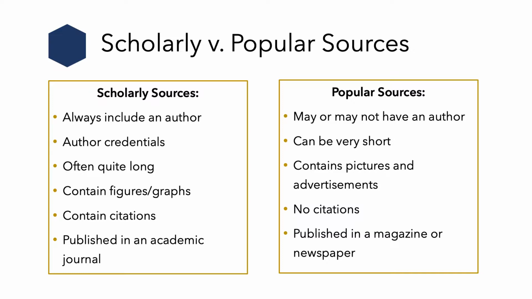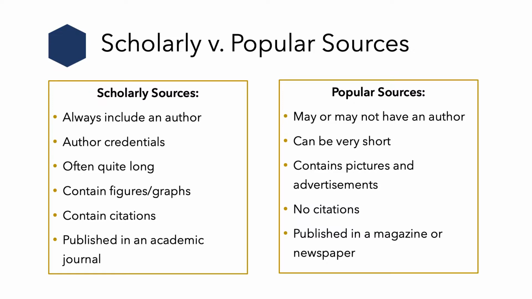These articles are also often quite long. They can be upwards of 40 pages. Scholarly articles include figures and graphs. They also contain detailed citations for each source the author used. The author needs to back up everything they argue.